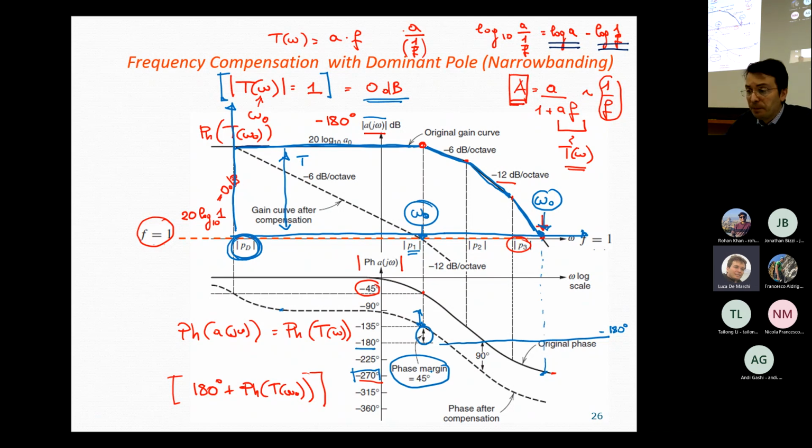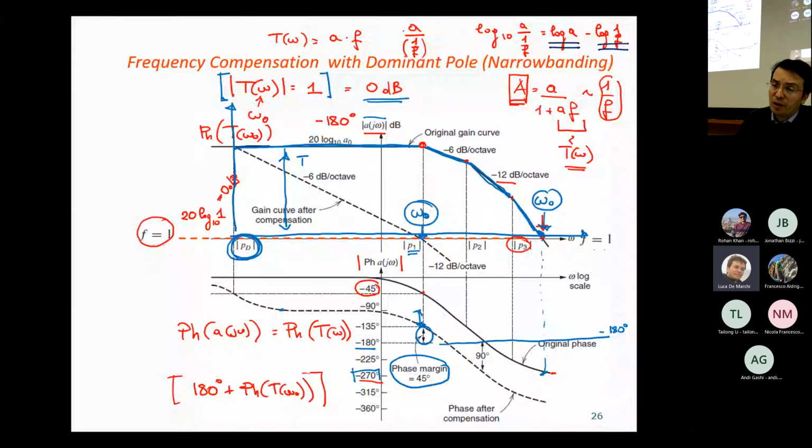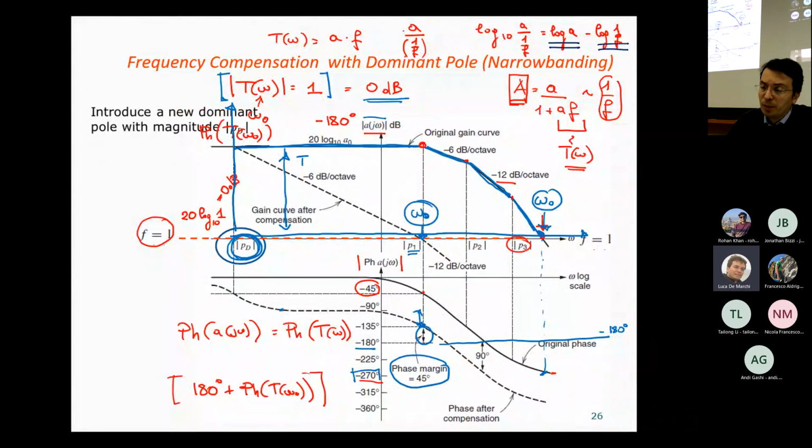So this is one possible way to compensate the frequency response in order to have stability, by the introduction of the dominant pole.